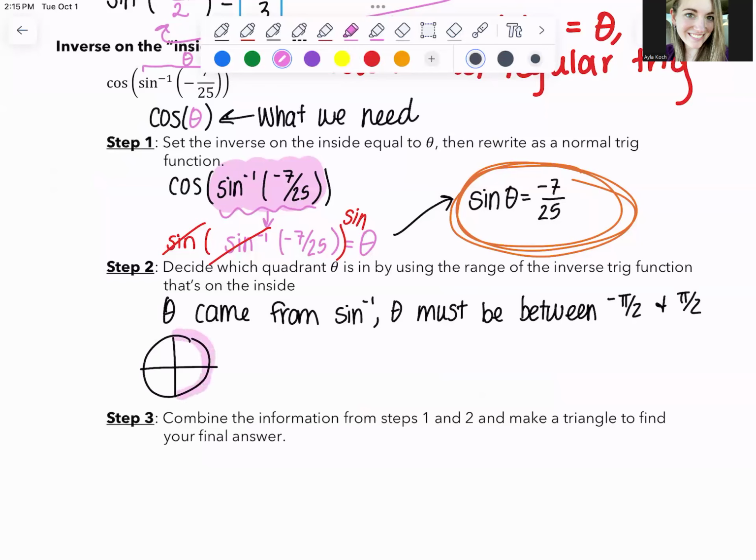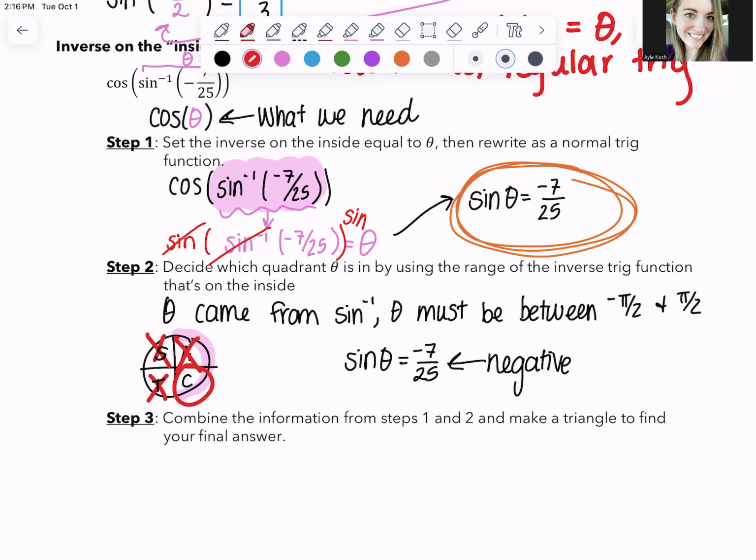Right? It can only be in these two quadrants. So get rid of these two. It can't be in these. And we know that sine of theta is negative because it's equal to negative 7 over 25. So if sine is negative, remember all students take calculus, we surely can't be in quadrant 1. So this has to be from quadrant 4.